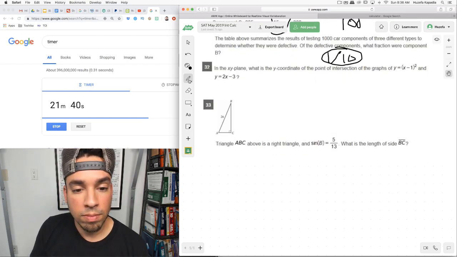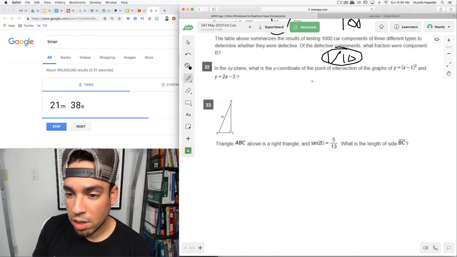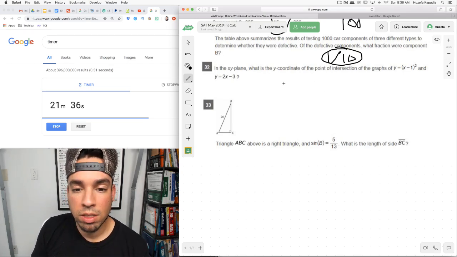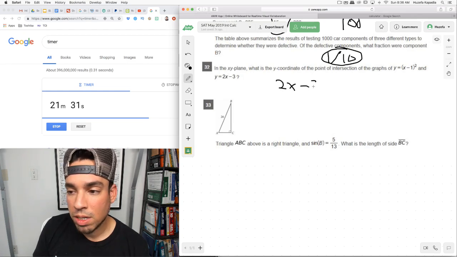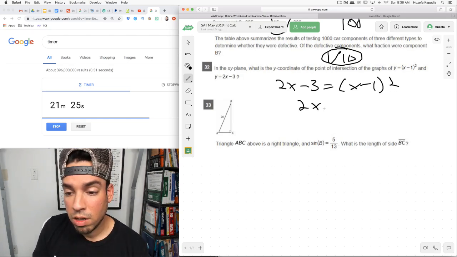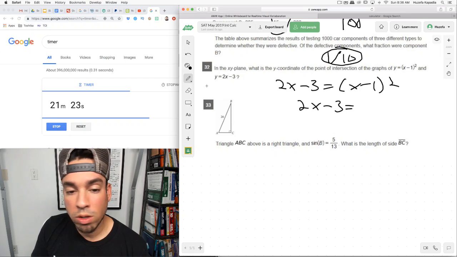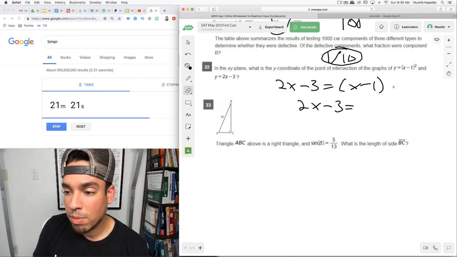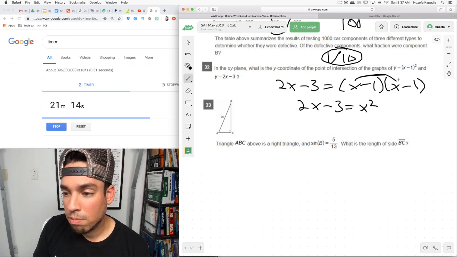Next. In the xy plane, what is the y coordinate of the point of intersection of these guys? All right, I want the point of intersection. I'm going to just set them equal to each other, right? 2x minus 3 equals x minus 1 squared. We're doing really good on time, so actually I don't have to worry. And then this, remember, this foils. So don't just think it's x squared minus 1 or x squared plus 1 or something. It foils. So it becomes x squared minus x, which is minus 2x. And then -1 times -1 is plus 1.